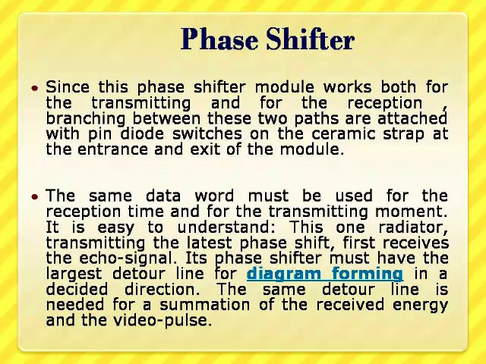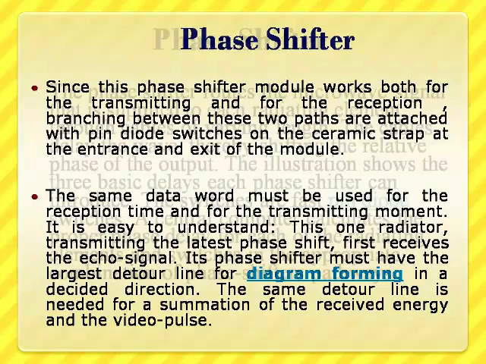This one radiator transmitting the latest phase shift first receives the echo signal. Its phase shifter must have the largest detour line for diagram forming in a decided direction. The same detour line is needed for a summation of the received energy and the video pulse. Otherwise, the pulse spreading takes place.